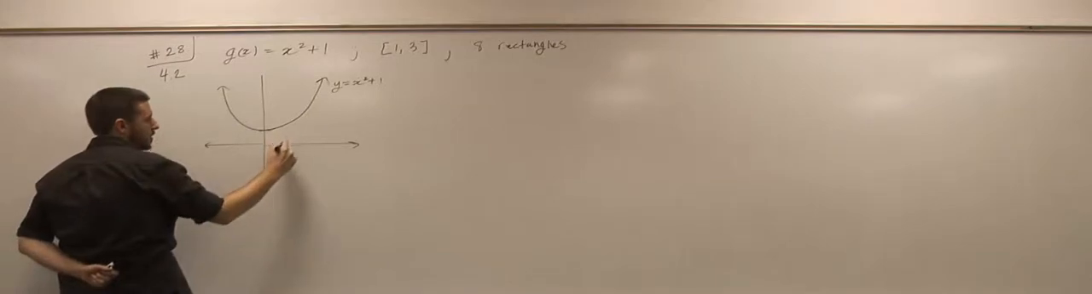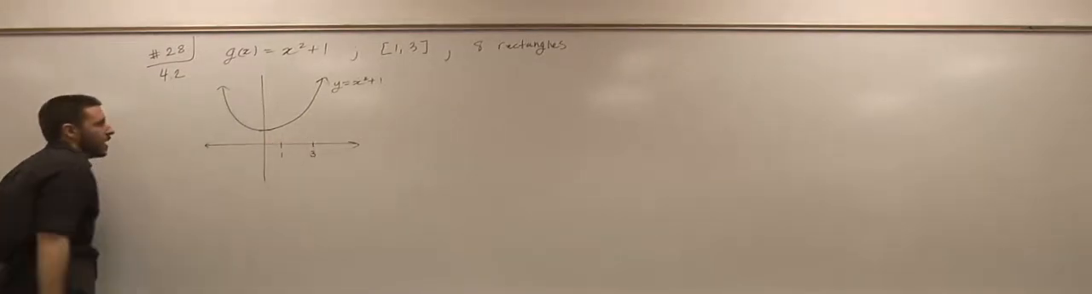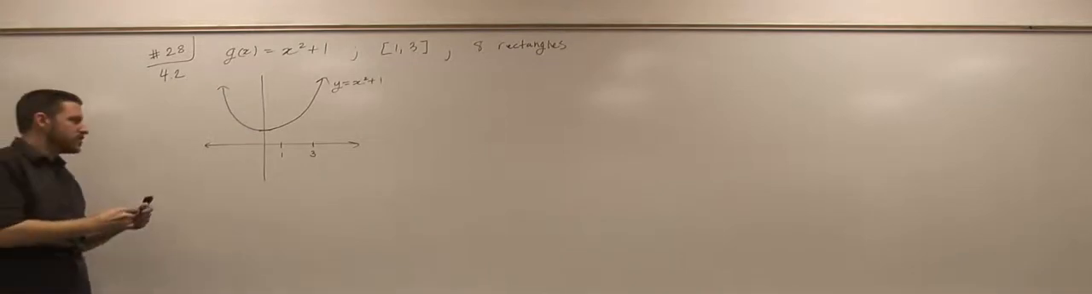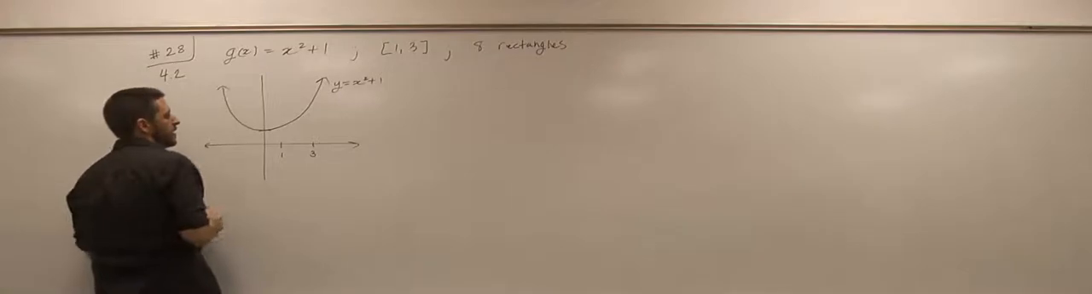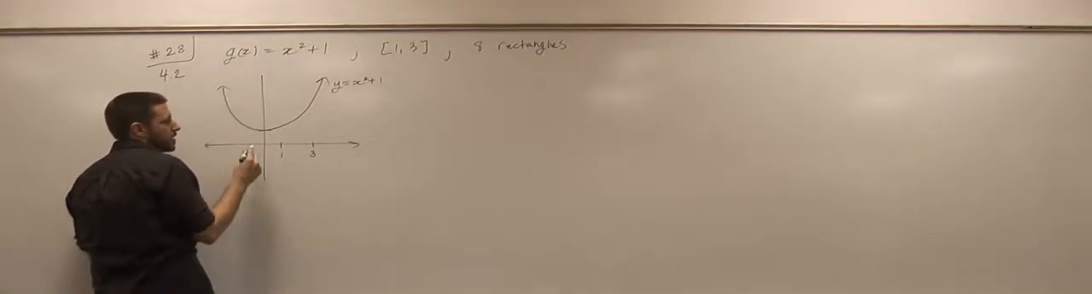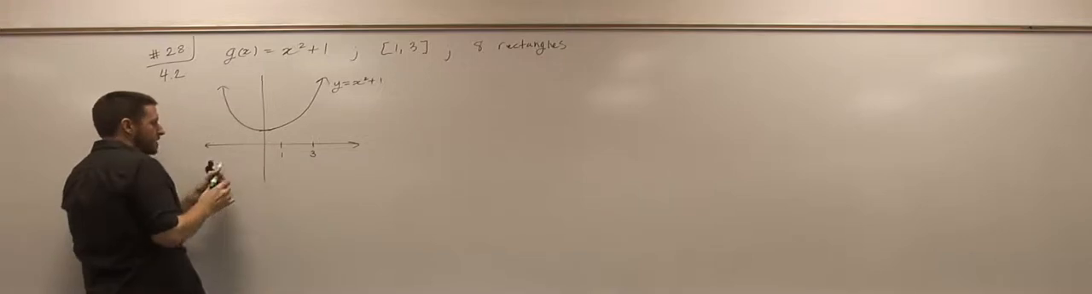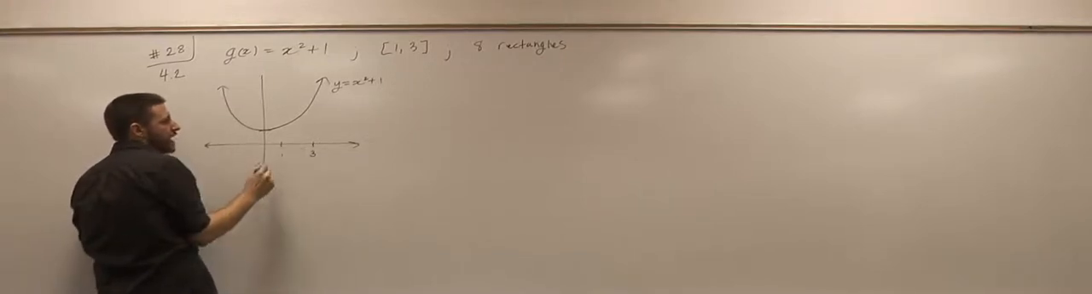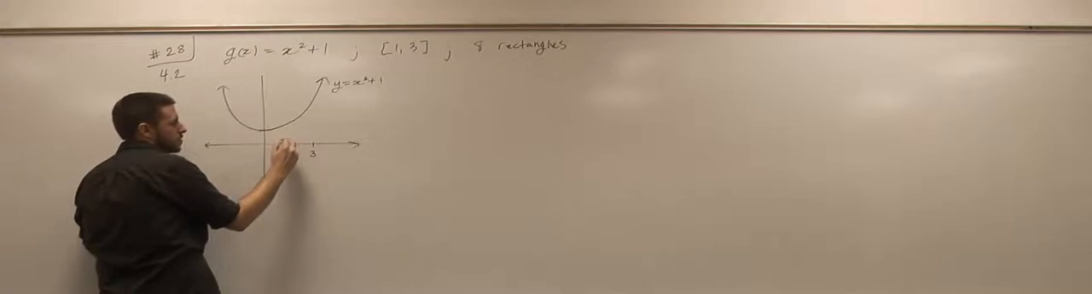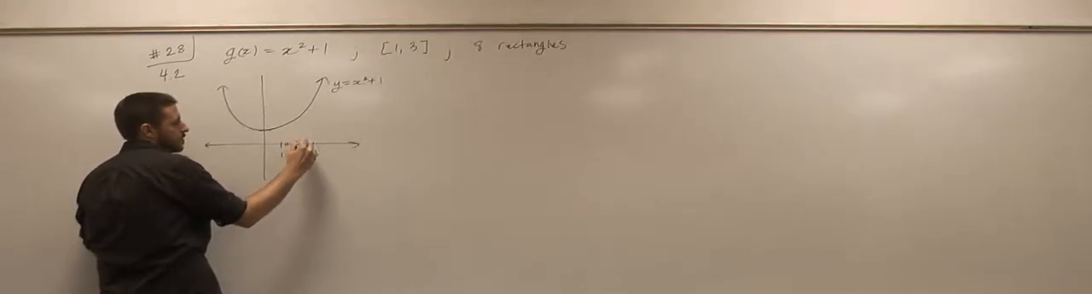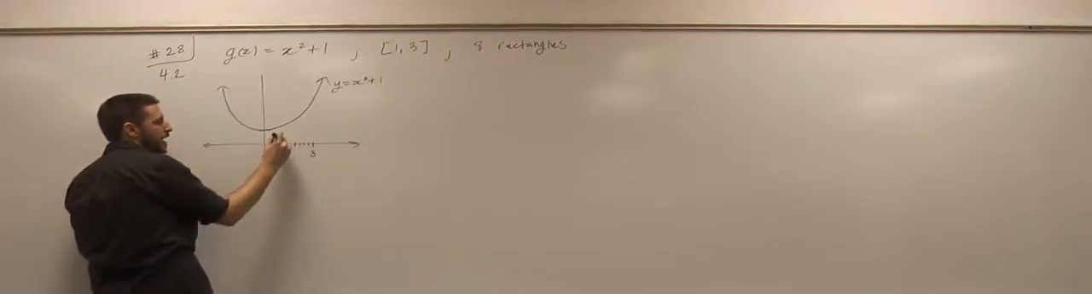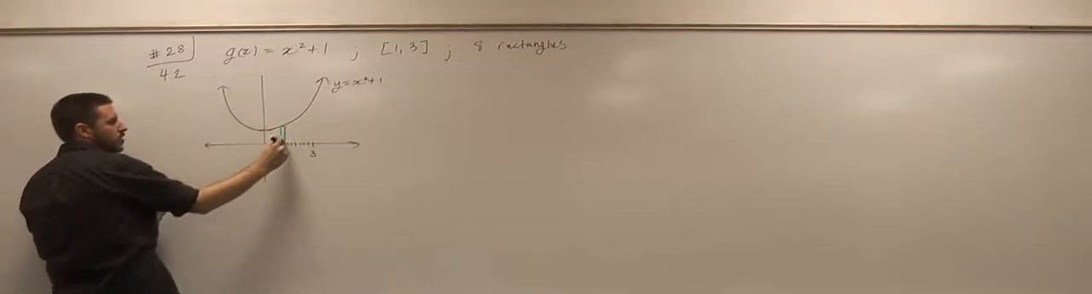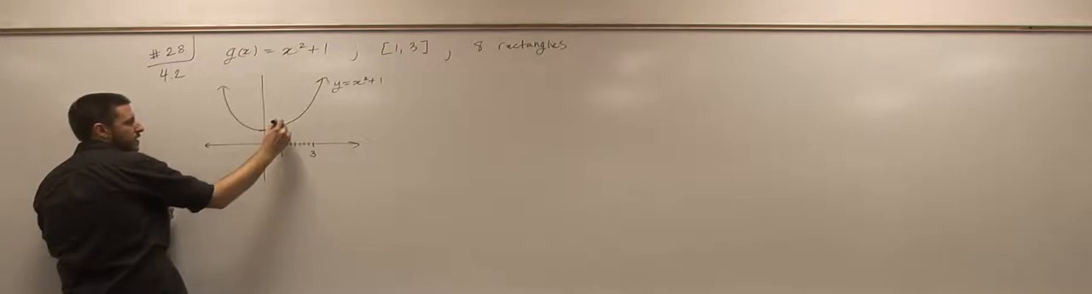Then on the interval 1 to 3, I want to fit 8 rectangles. And it tells me to use left endpoints and right endpoints, which is a little different than the way we talked about this before. So let me talk about that. Left endpoints means you're going to break this interval from 1 to 3 into 8 rectangles, and for each rectangle, you're going to use the left side of the width. So you always go up to the graph on the left of the rectangle. That's what left endpoints means.